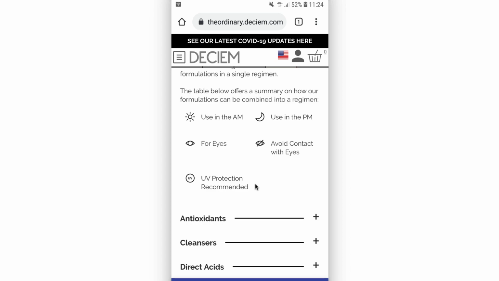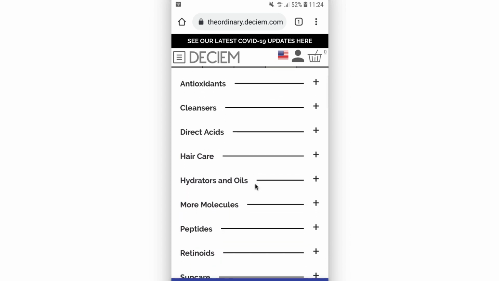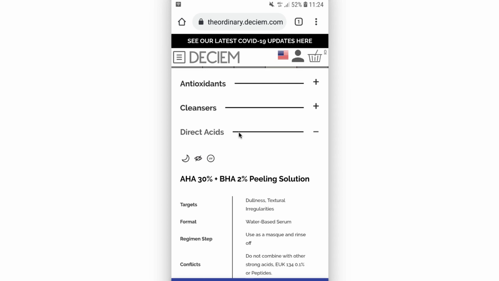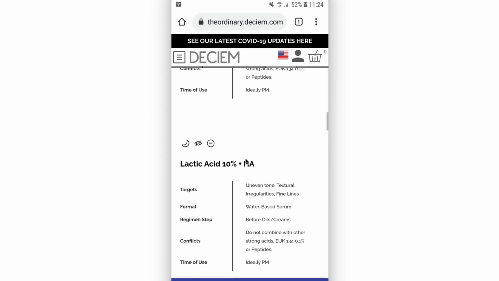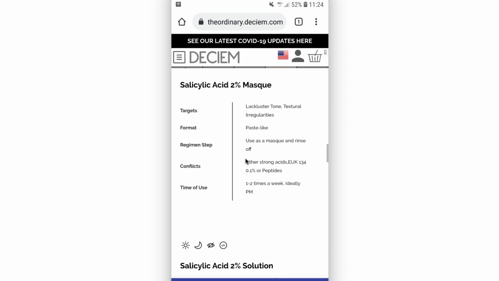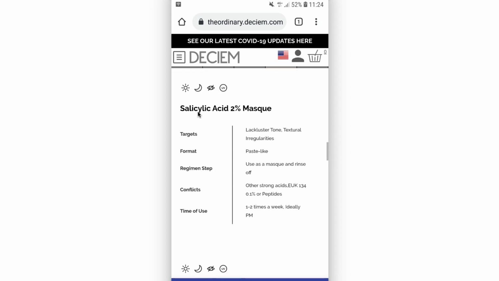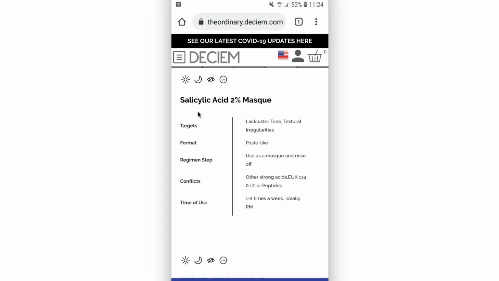Now if you scroll down any further, you will see the different categories. And depending on what product you're looking for, you need to click on that specific category to find out more. Since we want to know more about the salicylic acid mask and what you can use after, you can click on the Direct Acids, since the salicylic acid mask is listed under Direct Acids. If you scroll down until you find the salicylic acid mask, it tells you the main information, what it basically does for the skin, and how you can briefly use it so that you have a general understanding of how it works.